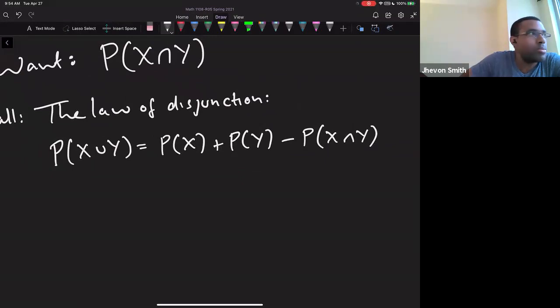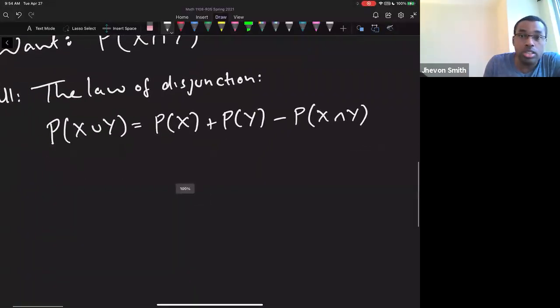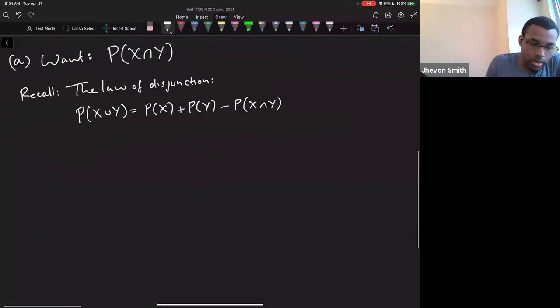If I ever have the inkling to talk about the union of 3 sets, which I don't think I will, but you never know, the mood might strike, I would give you the formula at that point. But yeah, we have the law of disjunction, which tells us that is true.